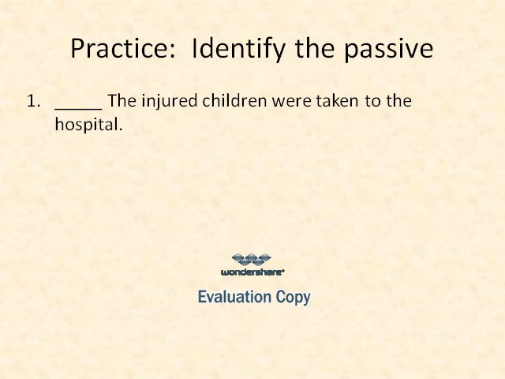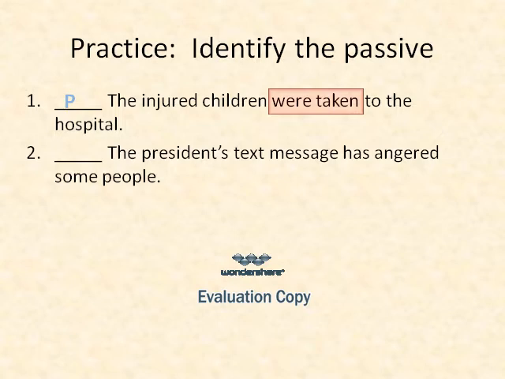Let's identify some. The injured children were taken to the hospital. Is that active or passive? We look at the verb, were taken. There's a verb be, were, and the past participle, taken. So that has to be a passive voice sentence. Another. The president's text message has angered some people. The verb is has angered. And we don't see any form of be here at all. So it's impossible for the sentence to be in the passive voice. It's active.